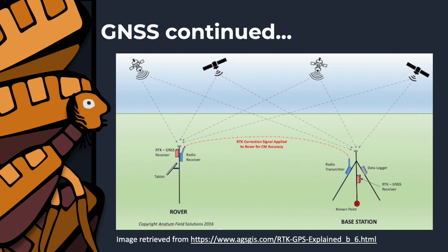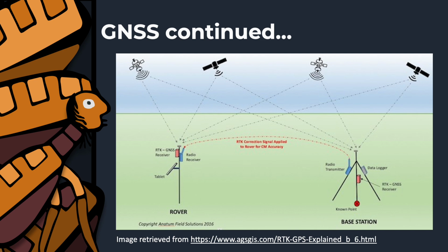Many models come with a base and a rover, like pictured in this image, whereby the base is placed in a single known location and the rover collects points over the survey area. These are known as RTK, real-time kinematic systems, where the stationary base transmits information to the rover by radio signal to help refine the precision and accuracy of the coordinates determined by the rover unit. Specific setups vary depending on the manufacturer, but the basic process is generally the same.